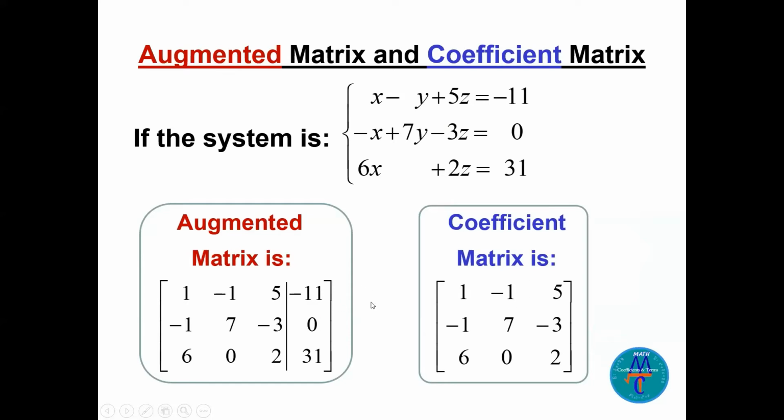Coefficient, the same coefficients here, but we don't write minus 11, 0, 31. We don't write the constants. It's only 3 by 3. We call it coefficient matrix. That's the definition.